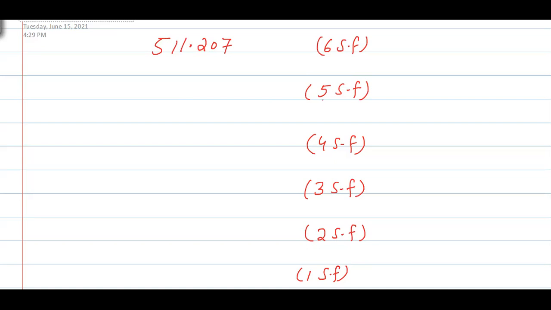First, I will round this one to 5 significant figures. So how will we round to 5 significant figures? Let's start counting. Let's write the number first, 511.207. Okay, one more thing. I always use the red color, because red color is more visible as compared to other colors.